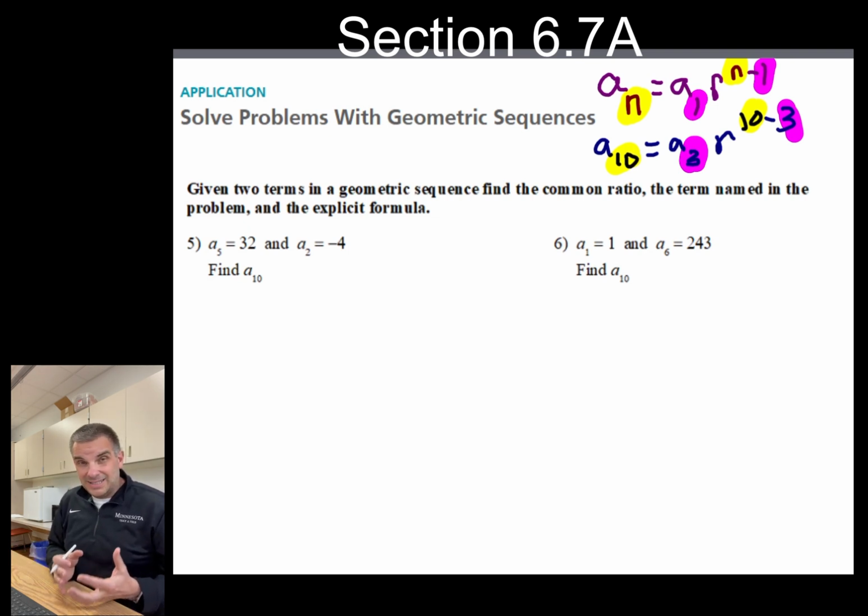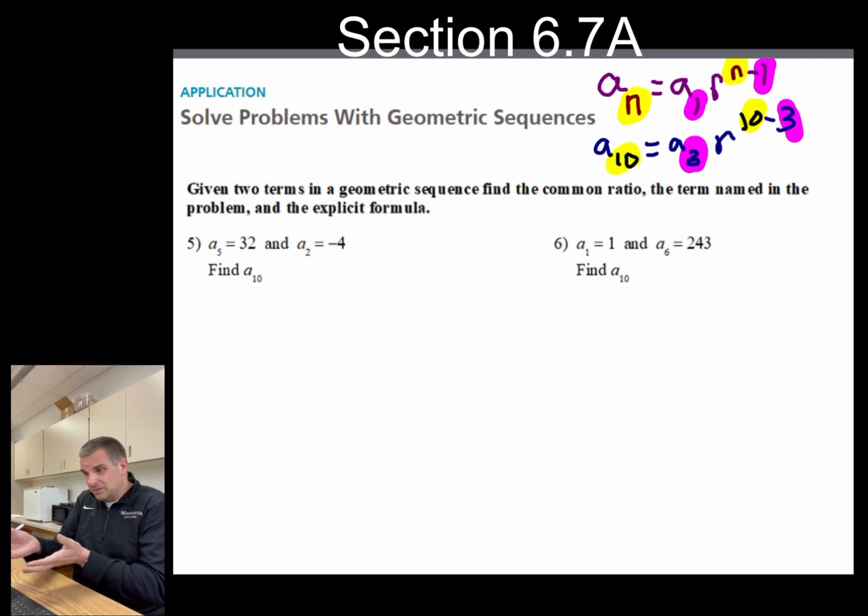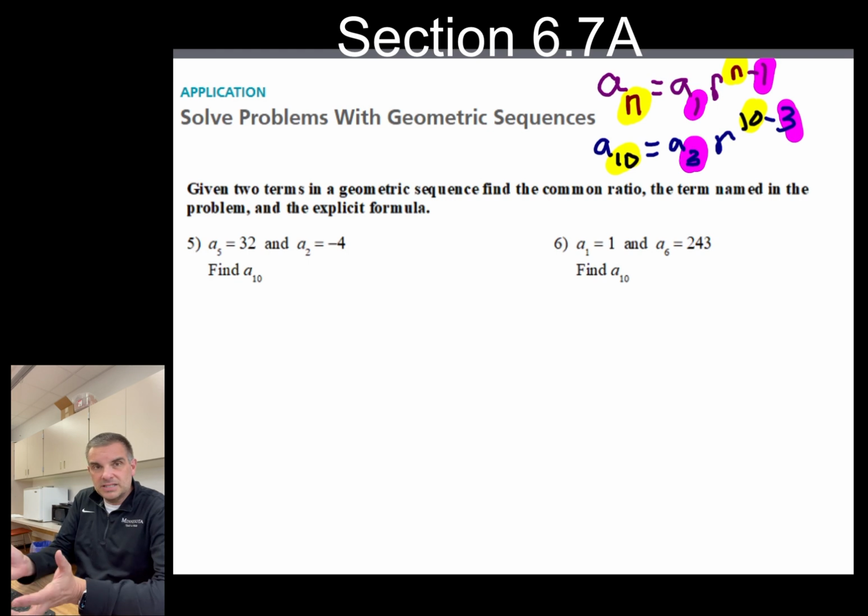Well, in order to find the 10th term, the first thing we need to know is the common ratio of this. So we have to figure this out. Now, some of you could probably do it in your heads, but we can use this formula to find the common ratio. We know what our 5th term is. So I'm going to replace the A of n with what I know my 5th term is. My 5th term is 32.